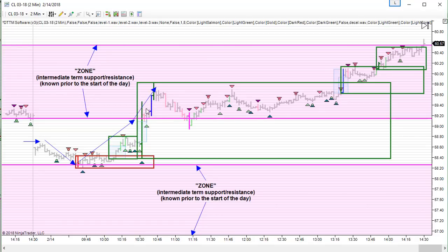The basic expectation once it pops through there is we should be able to make it up here, which we did later. Now, that said, we might have to test down here, and we got a really nice test of that rejected, and then we were on our way back up here. But that's kind of how we want to think about it on the zone level. Let me show you an example from gold next.